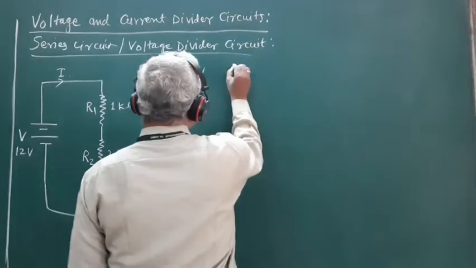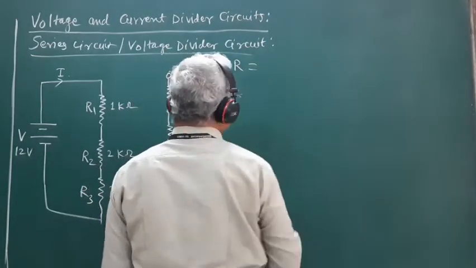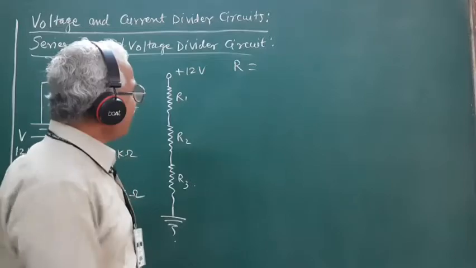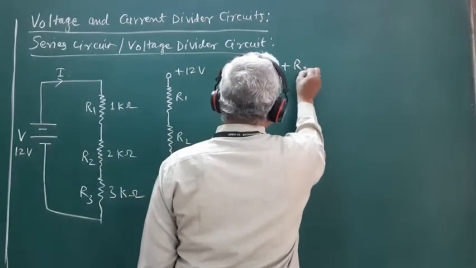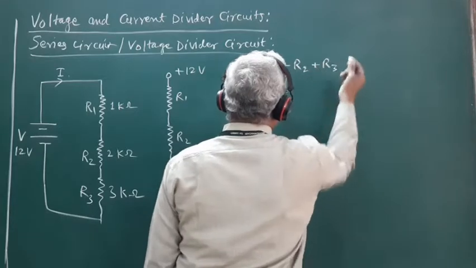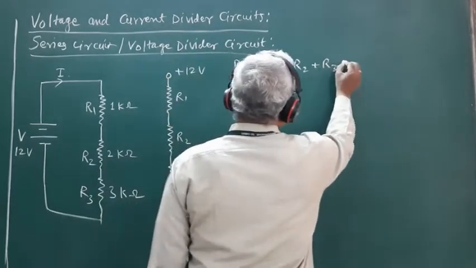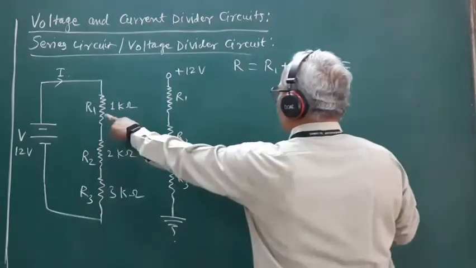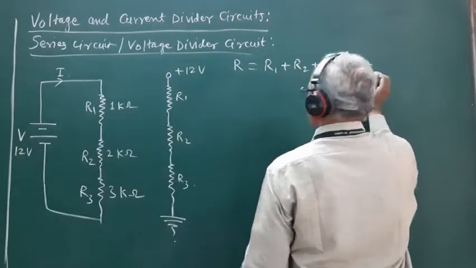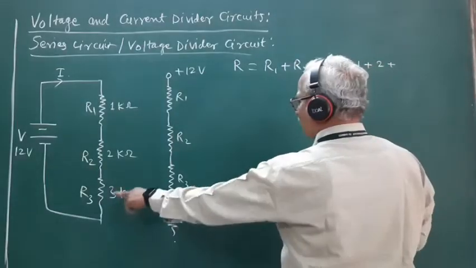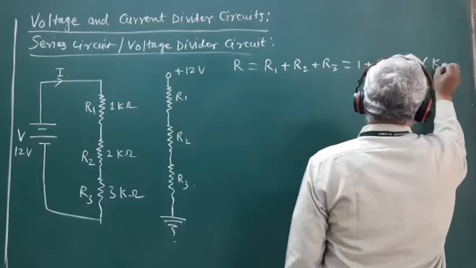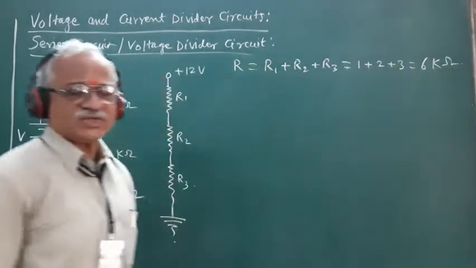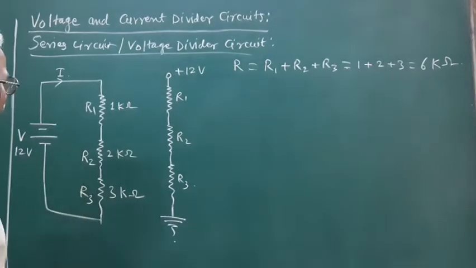Here, since all the three resistors are connected in series, the total resistance R of the circuit is equal to the sum of the three resistors connected in the circuit. So this is nothing but equal to the value of R1, which is 1 kilo ohm, that of the second, R2, is 2 kilo ohm, and that of the third is 3 kilo ohm. So the total resistance of the circuit is equal to 6 kilo ohm.